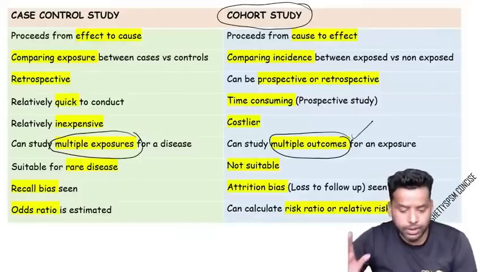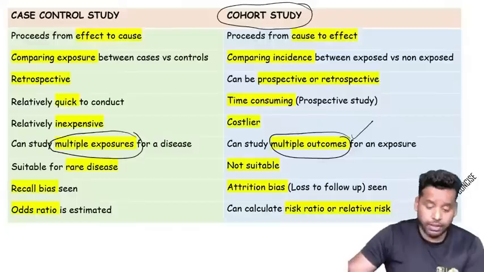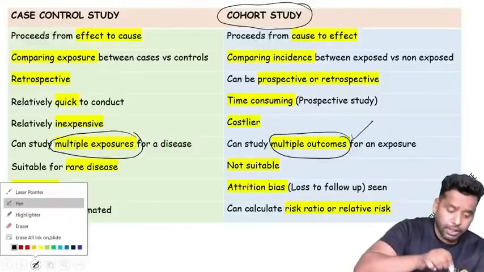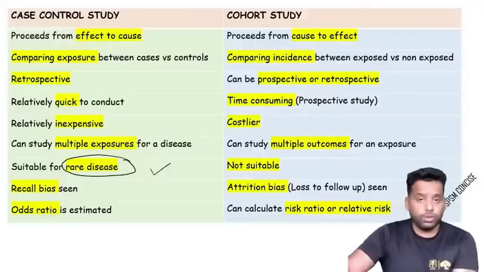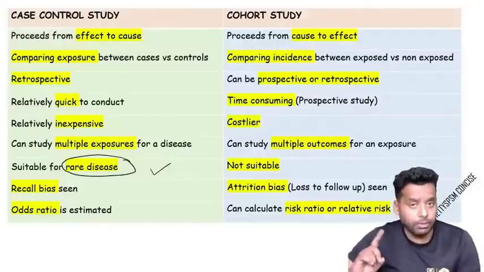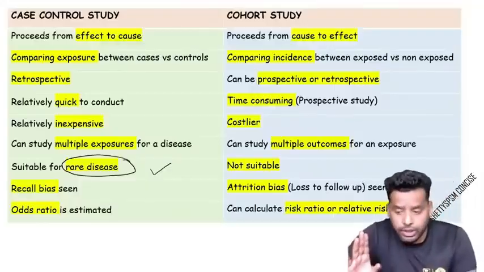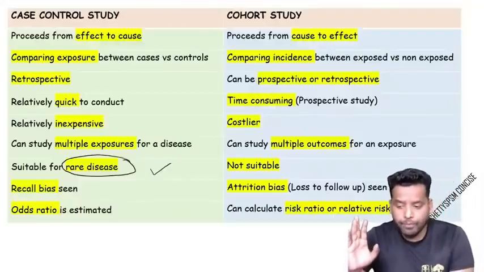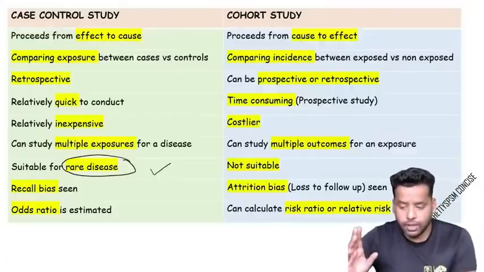Cohort study, true statement. Rare disease, always keep in mind, this question will come in the exam. Rare disease, which study is preferred? Cohort will take time. Don't do a study like that for rare disease. Don't commit cohort study for rare disease association. Which study is preferred? Case control study. Yes, very good.